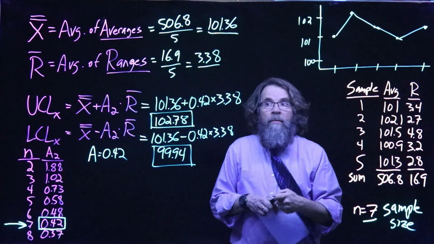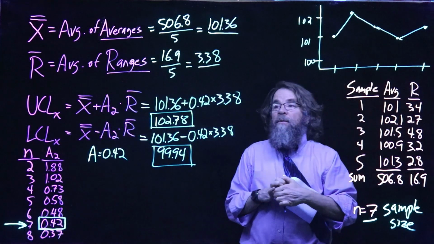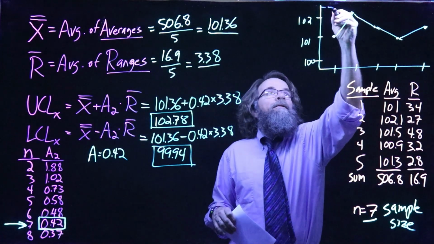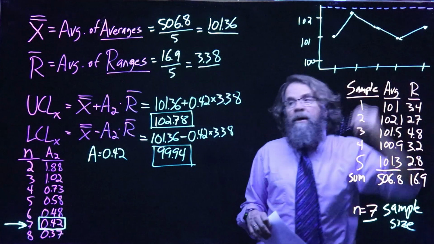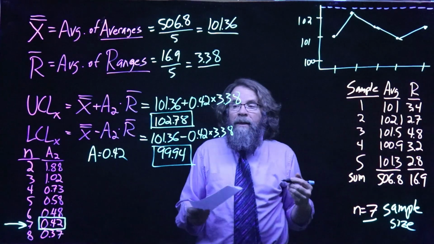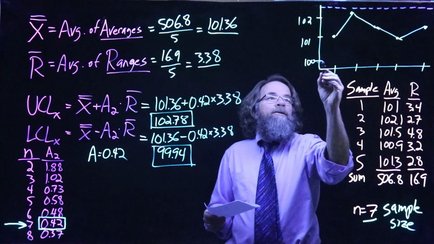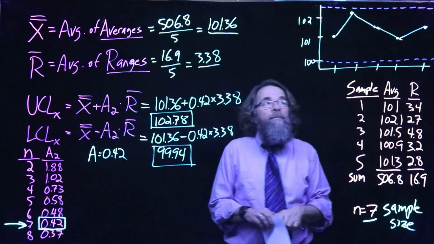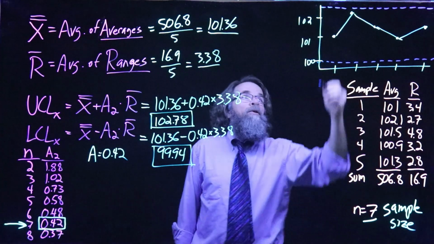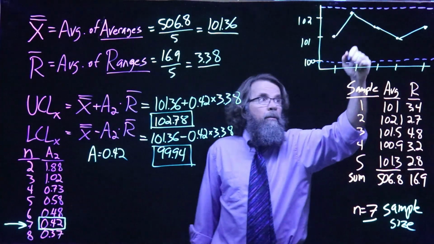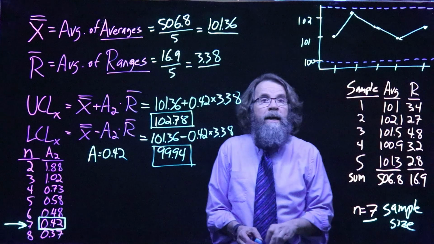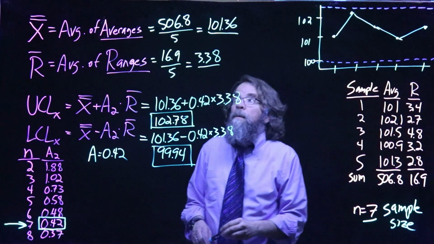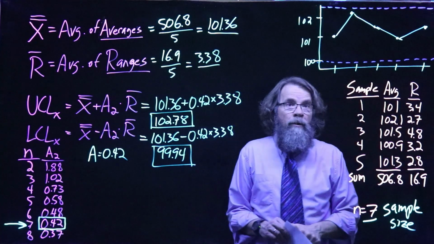Okay, so we have graphed data points. Now we need to graph the control limits. So the upper control limit, 102.78. That's going to be on the very top of my screen. Lower control limit, 99.94. That's just right here under the term for 100. So again, looking at it, we can see we have no points above the upper control limit, no points below the lower control limit, and therefore we can conclude that the averages, the X bar values, are under control.